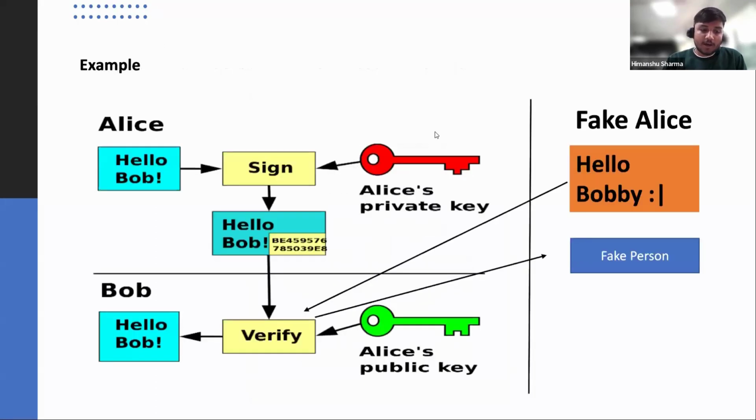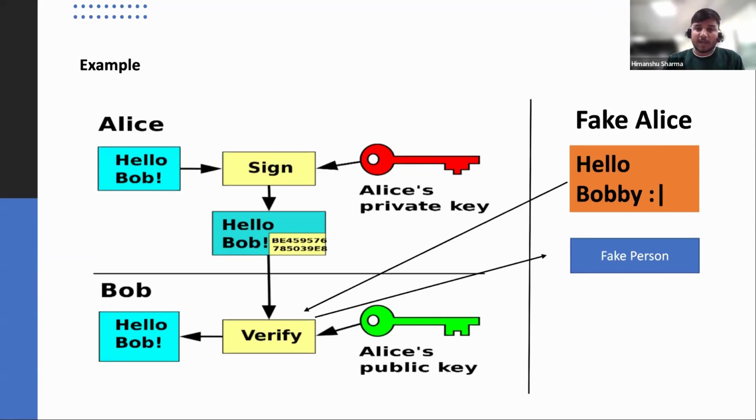Let's see an example. Let's say Alice and Bob are friends, and the fake Alice is a scammer. Now both Alice and the fake Alice send a message to Bob. Alice sends the message with the combination of a message hash and Alice's private key. On the other hand, the fake Alice sends the message without any identity. Now the receiver Bob can verify a message by using Alice's public key. He can know who is the real one and who is the fake one. So now we can identify who is the scammer and who is the real one by using the digital signature.